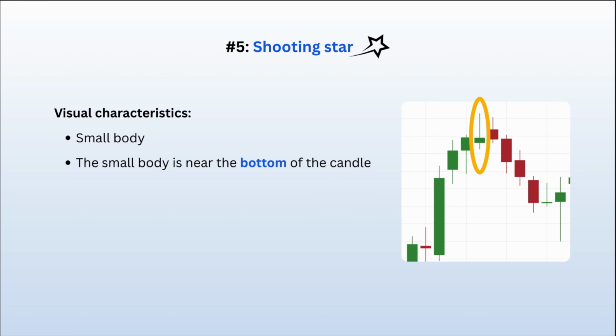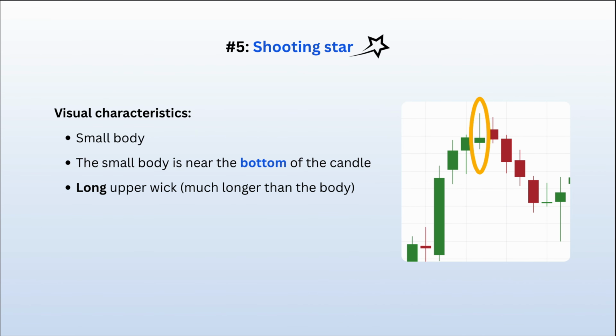Candlestick number 5, the shooting star. This is my favorite one. The visual characteristics of the shooting star are, it has a small body, so the rectangle is compressed, where the body is near the bottom of the candlestick. So not near the middle and not near the top. It's near the bottom of the candlestick.